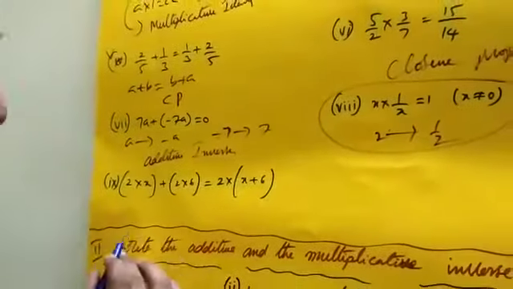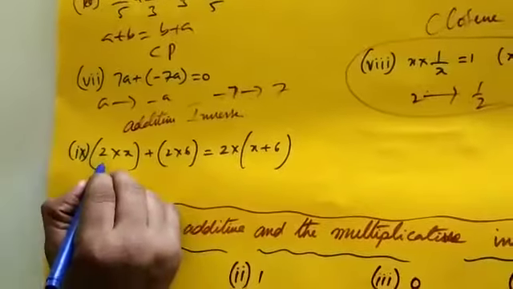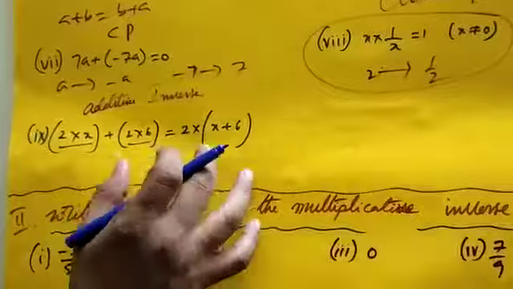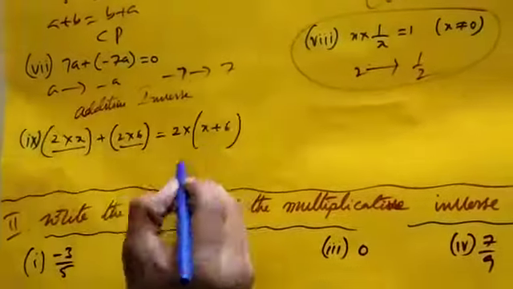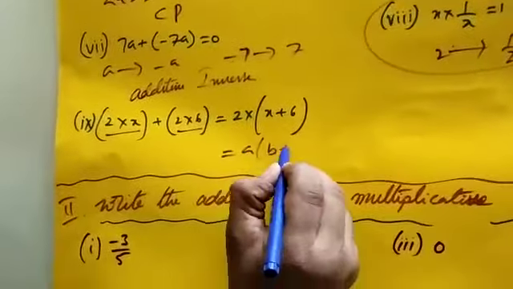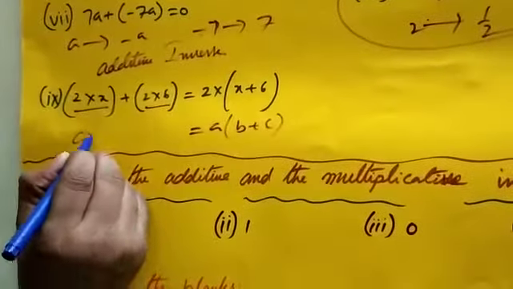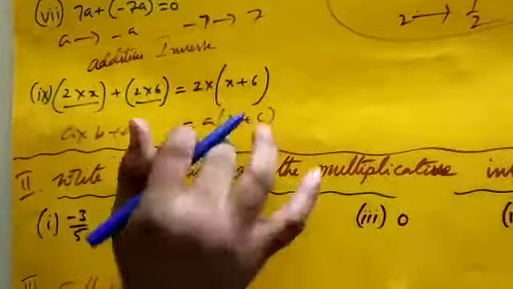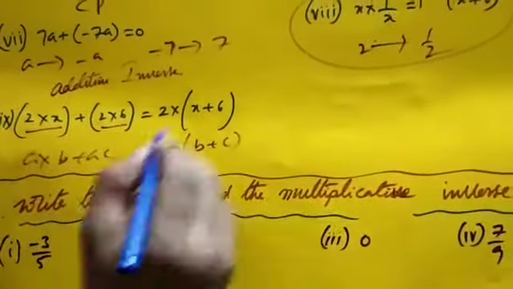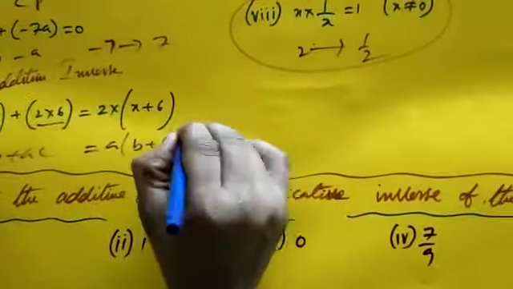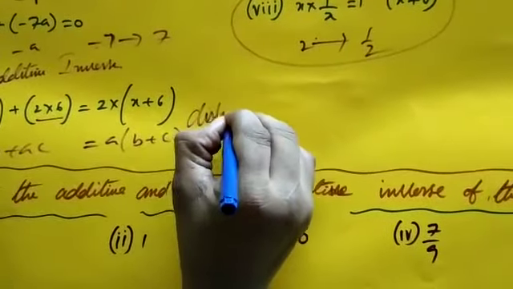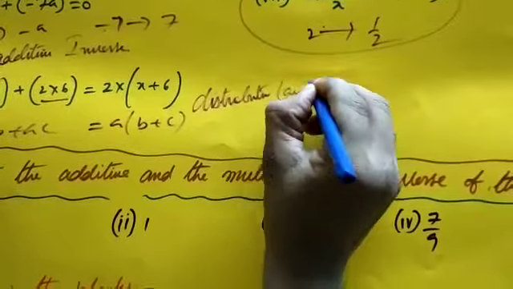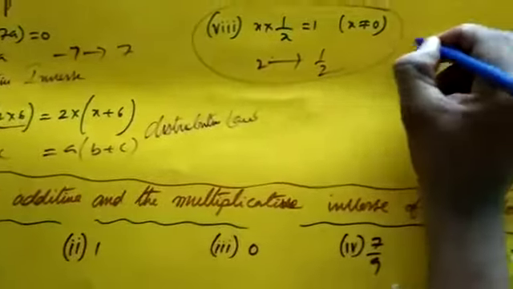Going to this: 2 into x plus 2 into 6 is equal to 2 into x plus 6. This is the distributive property. Therefore, a into (b plus c) is equal to a into b plus a into c. Multiplication distributes over addition. It is also called the distributive law.